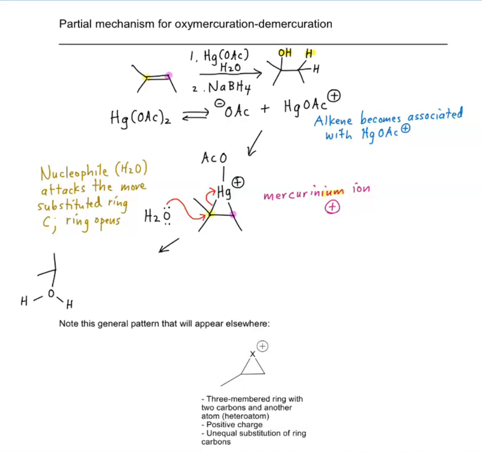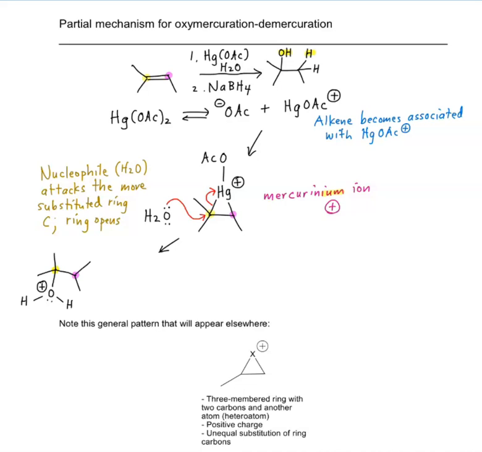So the water molecule attached to the more substituted carbon, that was the one that I highlighted as yellow. The more substituted carbon was connected to the less substituted carbon, which had a methyl group coming off of it. The oxygen now has a positive charge.